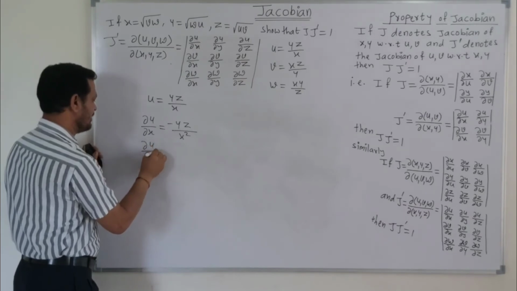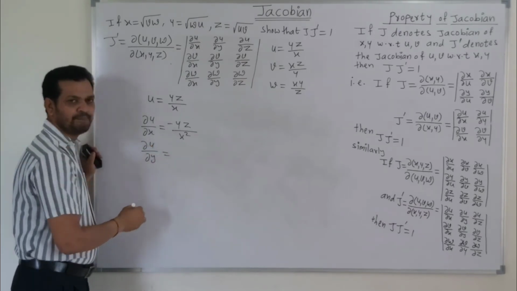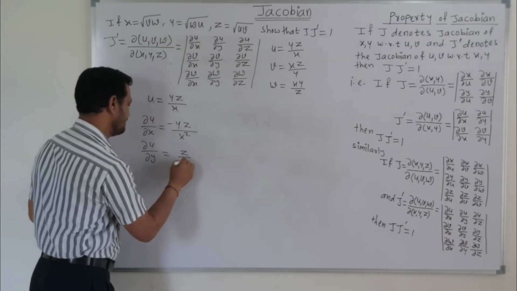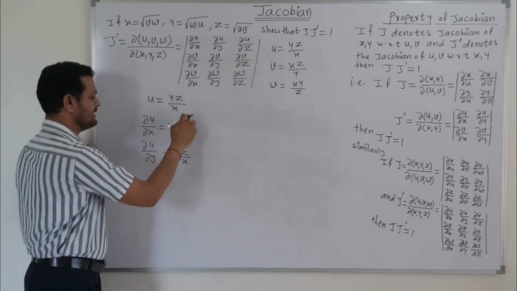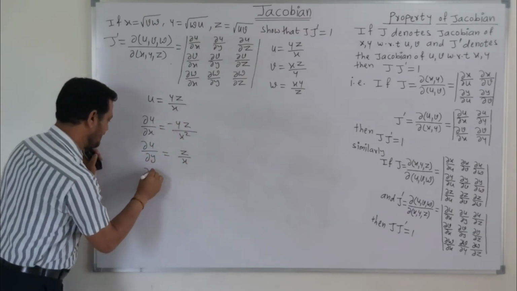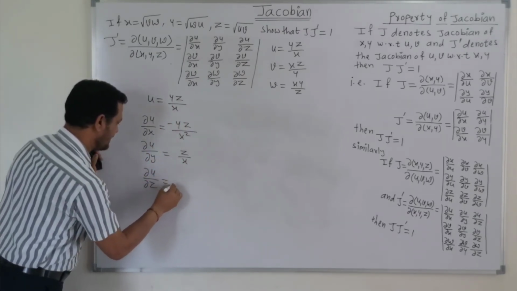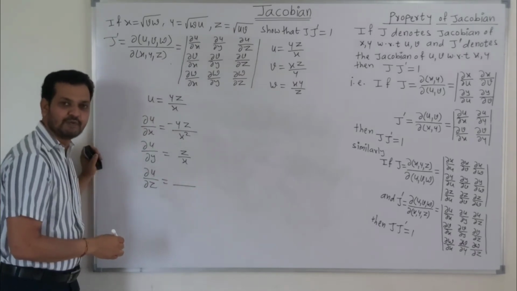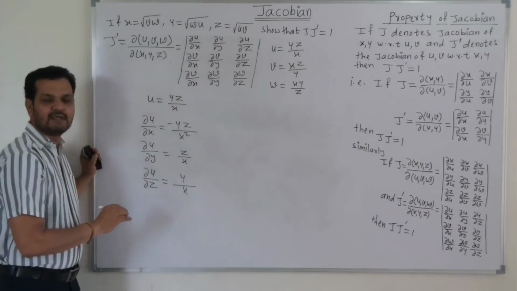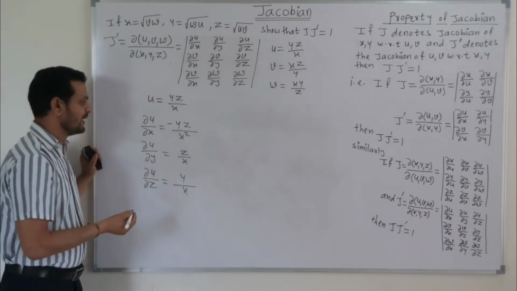Similarly, take the derivative of u with respect to y. When we take the derivative of the given function with respect to y, that means x and z are constant, derivative of y with respect to y is 1. Now take the derivative of u with respect to z. When we take the partial derivative with respect to z, then y and x are constant, then derivative of z with respect to z is 1.